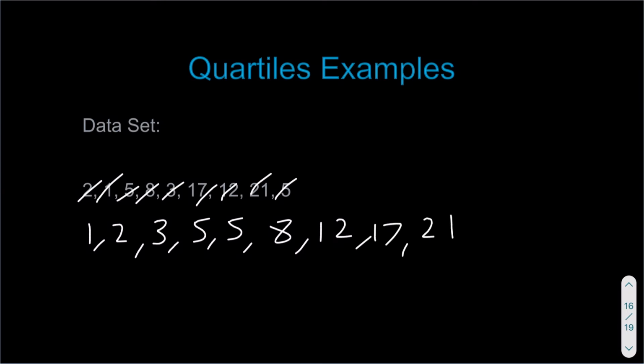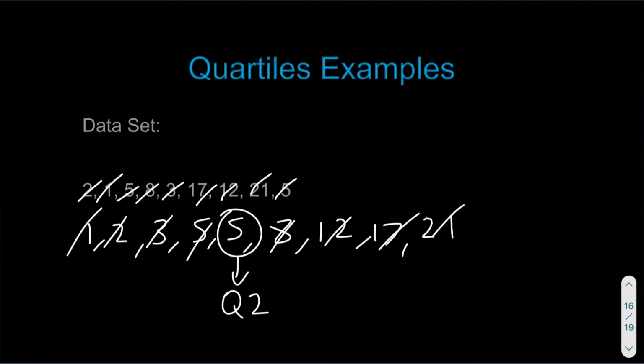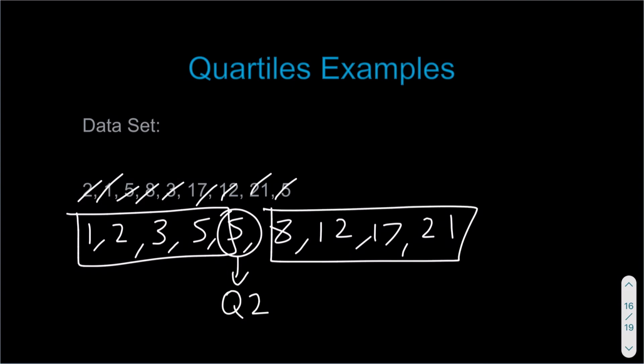Now that it is all in numerical order, we can find the median by crossing out the front, then the back, the front, then the back, the front, then the back, the front, then the back. We can find that the median is 5. So that is actually Q2. So let's just erase all these cross marks. Note that there are 4 values to the left of Q2 and 4 values to the right of Q2. This will be our lower half, and this will be our upper half.